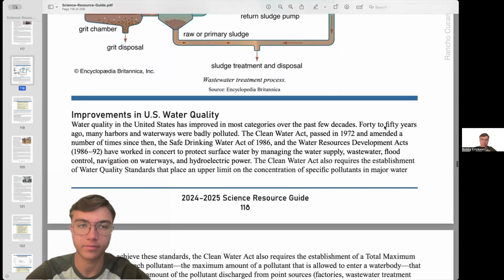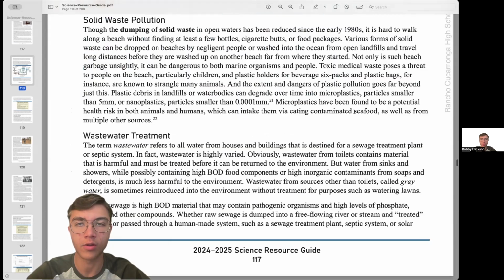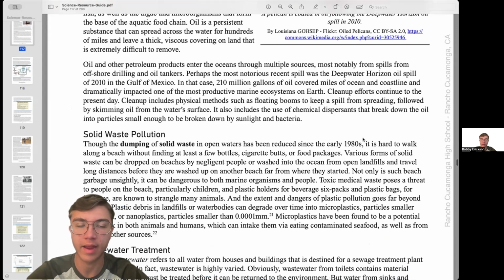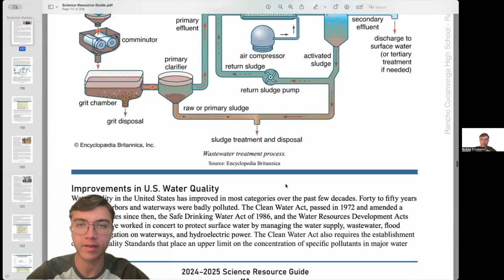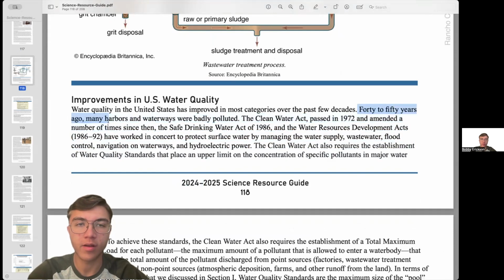So, how have we been able to improve water quality in the US? In the past few decades, we've been able to improve the water quality overall. As we saw, if we go back up to here, solid waste dumping into open waters has been reduced since the 1980s. 40 to 50 years ago, a lot of harbors and waterways were badly polluted. So think 1970s and 80s.